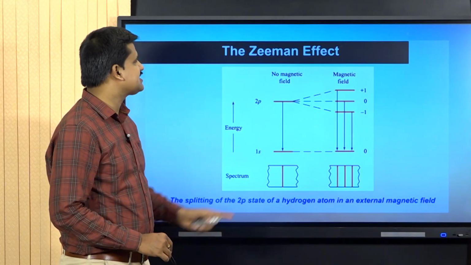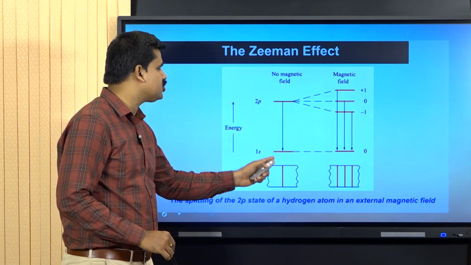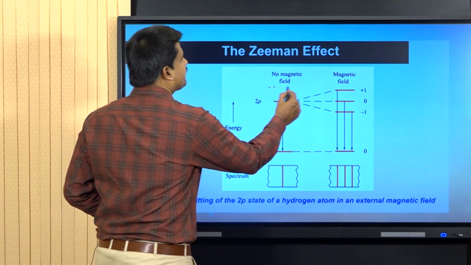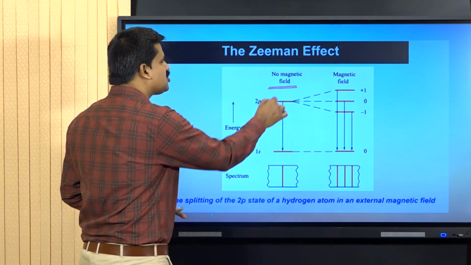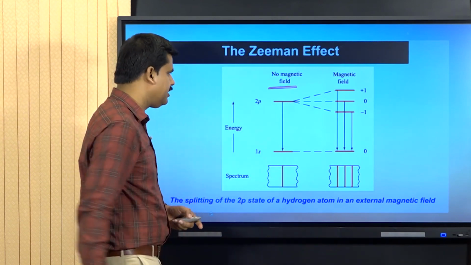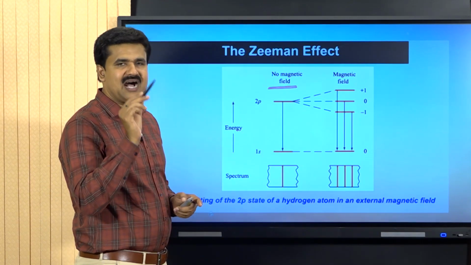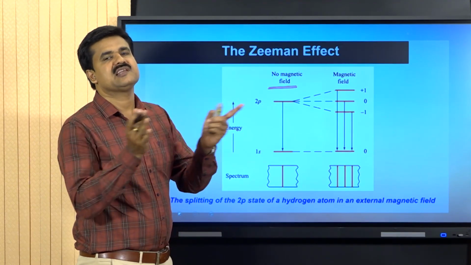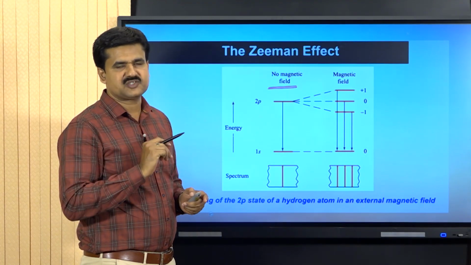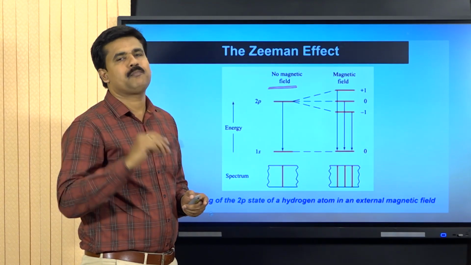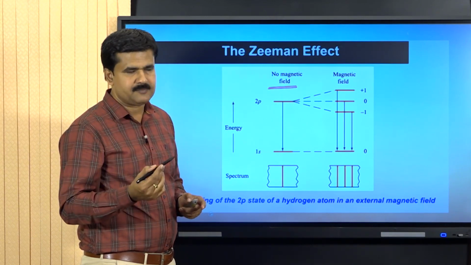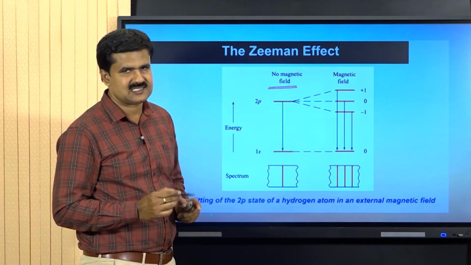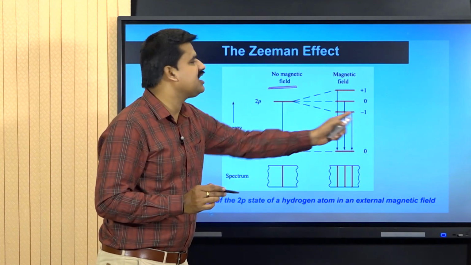This is the pictorial representation of Zeeman effect. Here we are representing a transition from 2p state to 1s state. And this transition is in the absence of the magnetic field. That means I am putting no magnetic field here. So I will get one and only one spectral line. In the presence of a magnetic field, this 2p level splits into 3 levels. For p sub shell l is equal to 1, so 2l plus 1 means 3. The 3 possible levels correspond to 3 magnetic quantum number values, namely plus 1, 0 and minus 1.